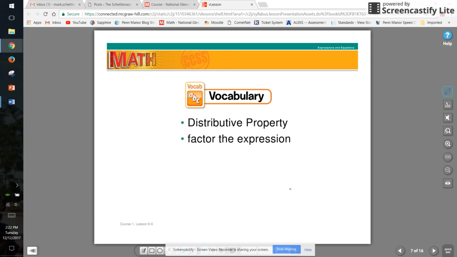I'm diving straight into distributive property today as part of our algebra unit. We've talked about several other properties: commutative property, associative property, identity property. But today, the granddaddy of them all, I suppose, distributive property. Let's take a look at how distributive property can help us and then what it really means.